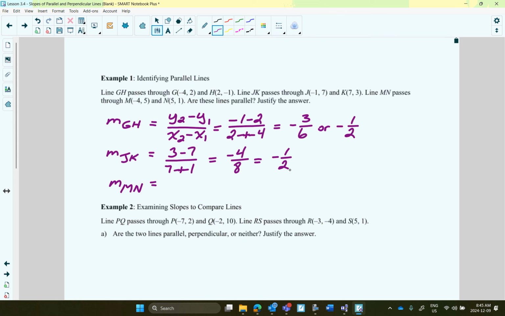Now I just have to check the third one. Second y 1 minus first y 5, over second x 5 minus first x negative 4, which changes to plus. That gives me negative 4 over positive 9, which does not reduce. So we can only say that these two are parallel. They're not all parallel.